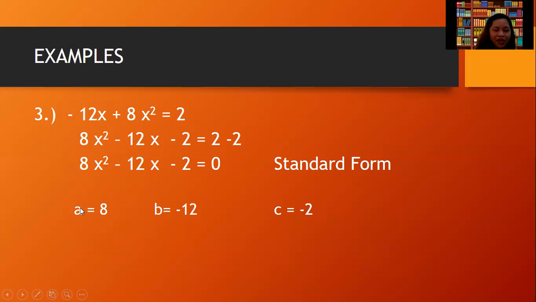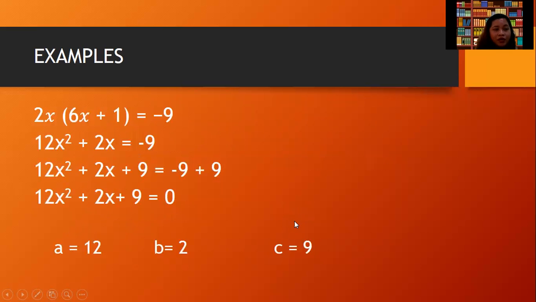So our a here, the numerical coefficient of the first term, is 8. Our b, the numerical coefficient of the linear term, that is negative 12. And c, our constant term, is negative 2.